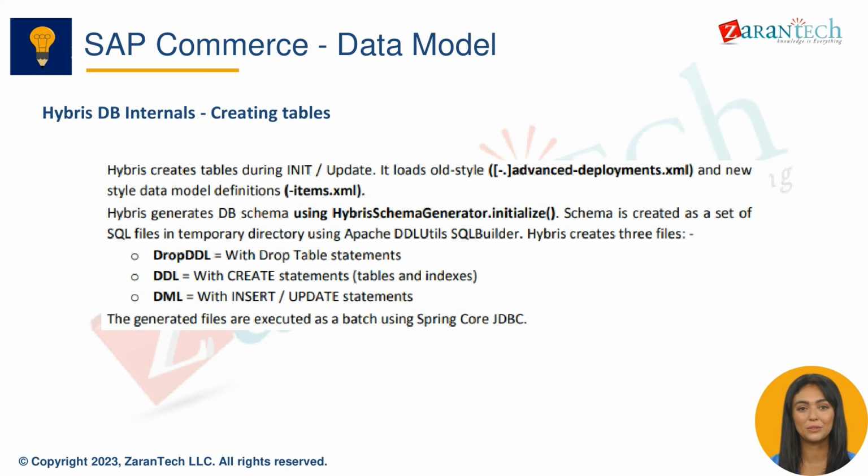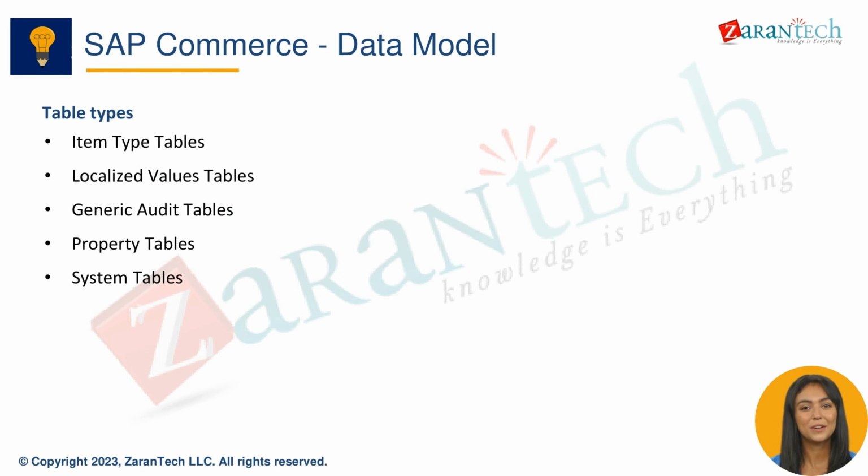Hybris DB internals for creating tables. It contains three important files: Drop DDL, DDL, DML. Key database constructs generated: item type tables, localized attribute tables, audit tables, property tables, system tables. This covers the core entities and metadata.